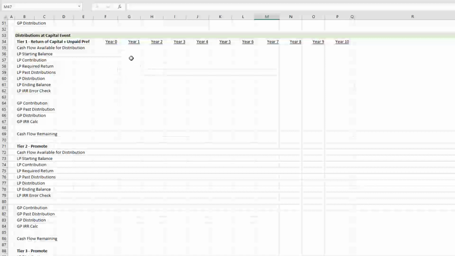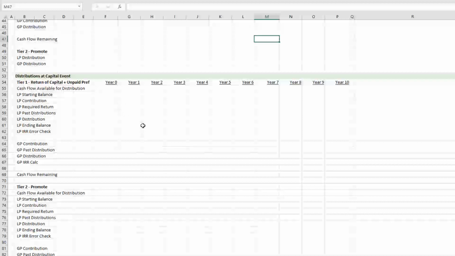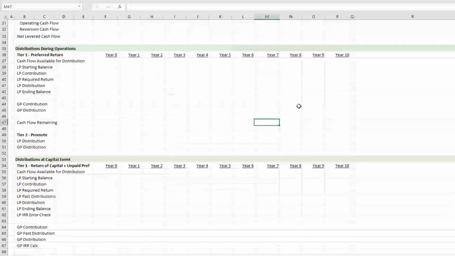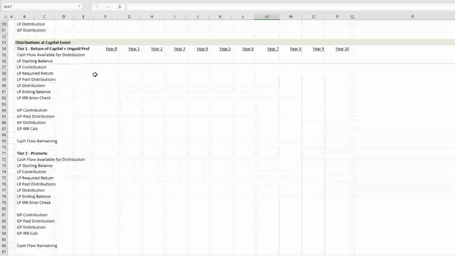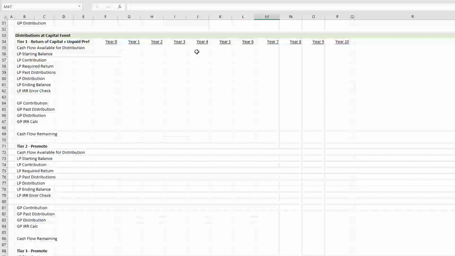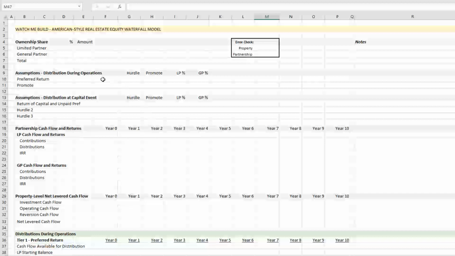Now, the quirk for distributions at capital event is because these are our IRR hurdles, we have to take into account any cash flow that's been distributed to either the LP or the GP during operations in calculating our IRR hurdles at a capital event. So you'll see how I do that. So with all that said, let's get started with the model.